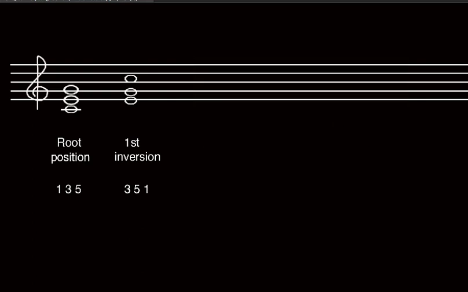Next, if I take my E and move it up an octave from my first inversion, I will get a second inversion, meaning that I will have my G being in the bottom, then C, and then E. So second inversion would be 5, 1, 3. The fifth of the chord is on the bottom, then the root, then the third.